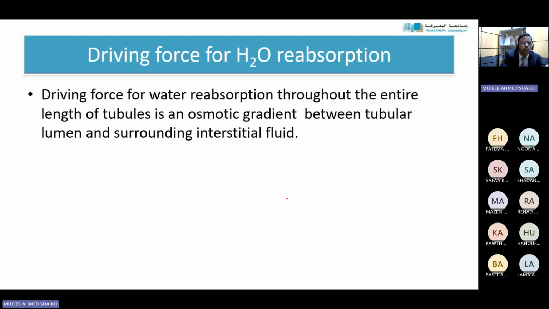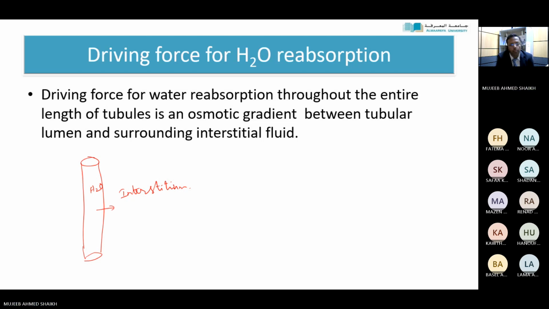How will the water move whenever the water is moving from a tubule into the interstitium? What is the basic requirement? Can anyone tell me? Suppose this tubule contains water and this is an interstitium. How will the water move? By which method? What is the requirement?